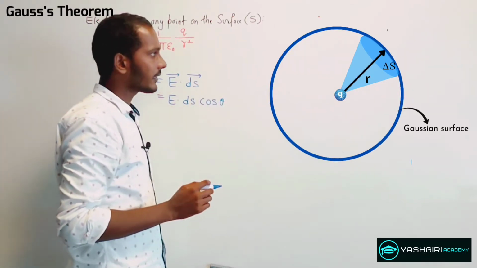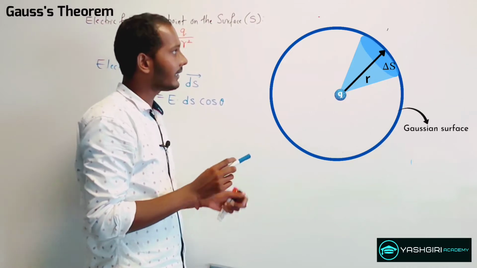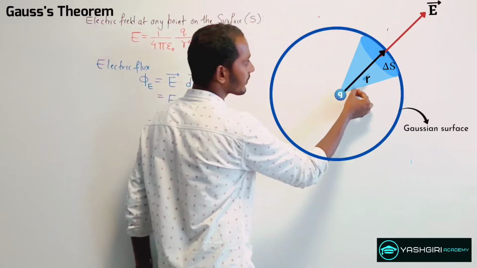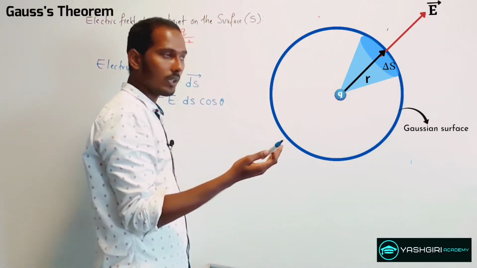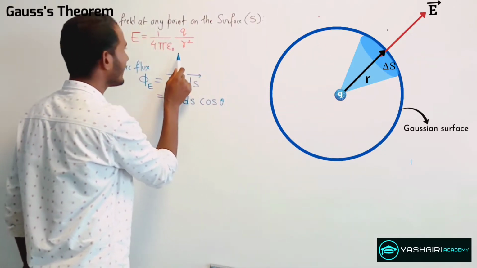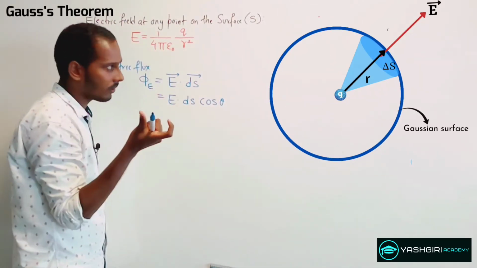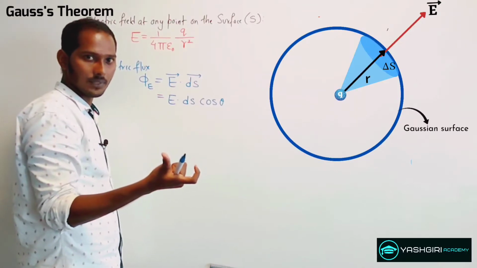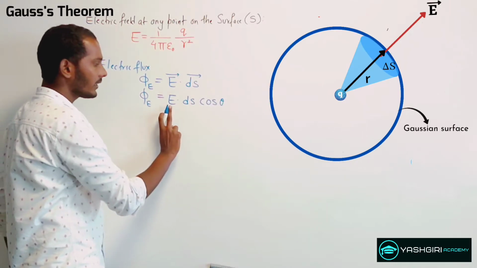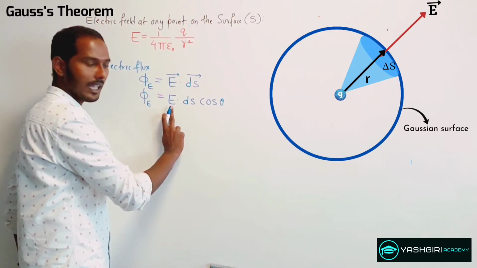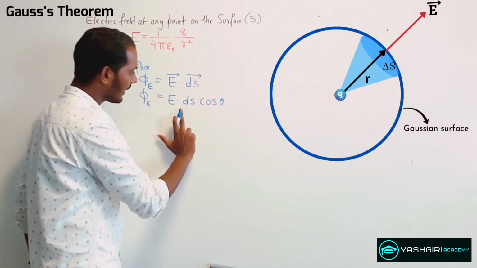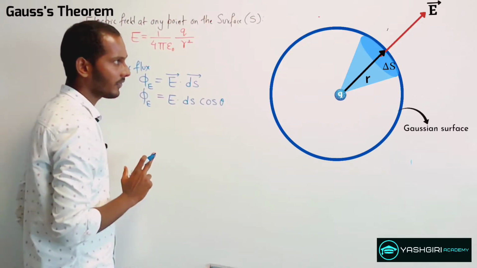Now in this case, the direction of the electric field line is pointing radially outward, and we know how to calculate the electric field at any point in that space using this expression. That will give you the magnitude. Now what about the direction? To calculate the electric flux, we need the magnitude of the electric field, the magnitude of the surface area, and the angle between them, that is, between the electric field and the unit vector of the surface area.